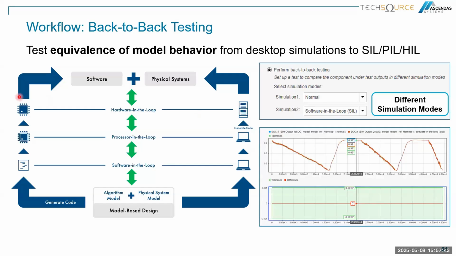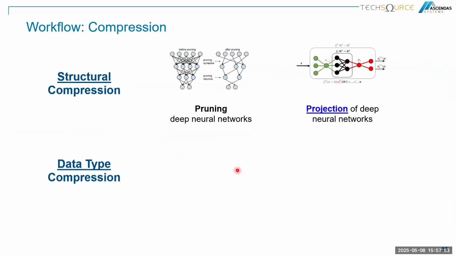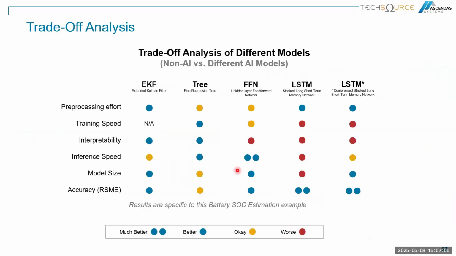Why is the training speed marked as N/A for EKF? Sorry, where is it? Because EKF needs no training. It's not AI. EKF is a conventional way. Yes.